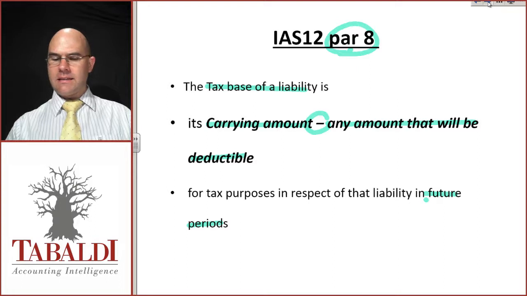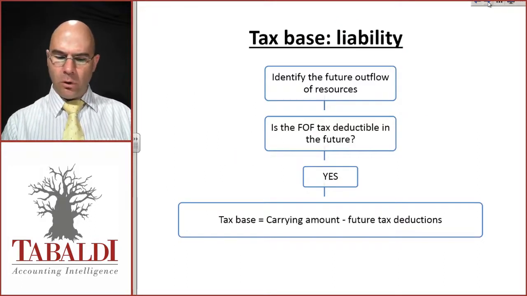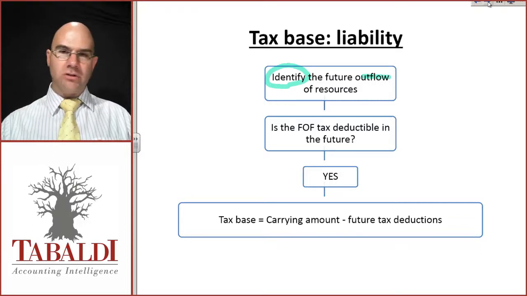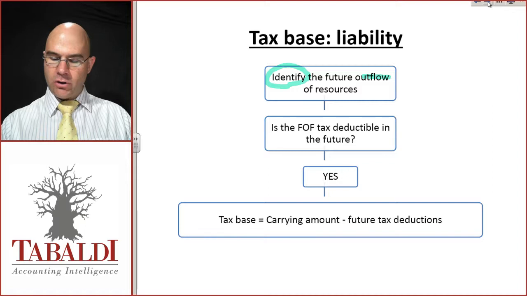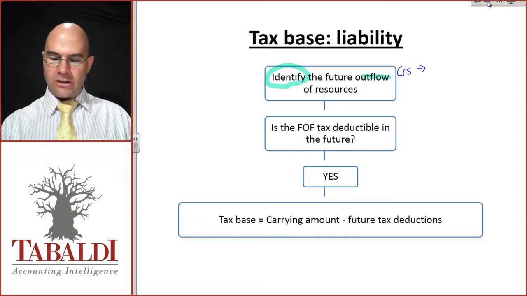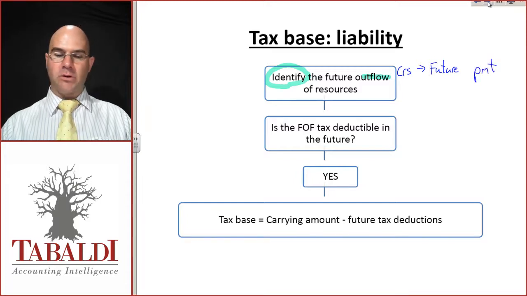Quickly, diagrammatically, let's have a look. First of all, identify the future outflow of resources. So let's work on two scenarios here. Let's say we have our normal trade payable or creditors. What is that going to be? A future outflow of cash, so a future payment. So it'll definitely be a future payment.